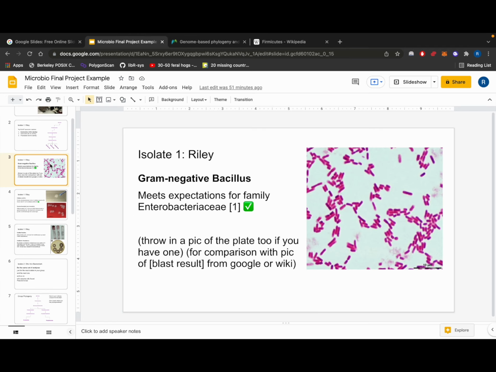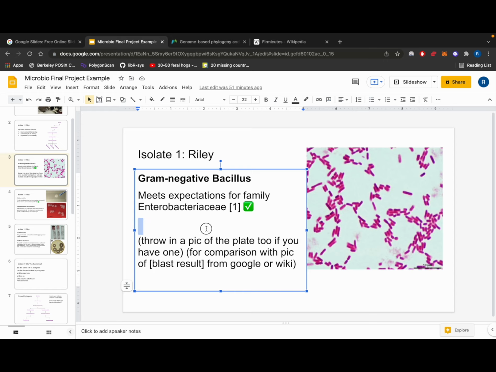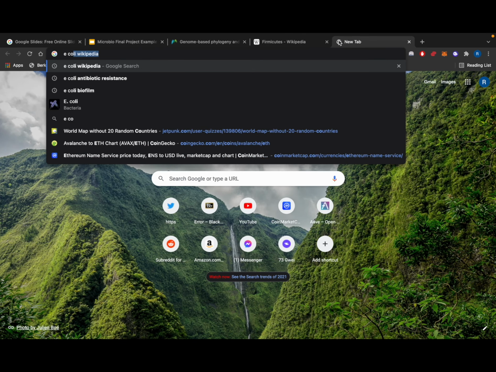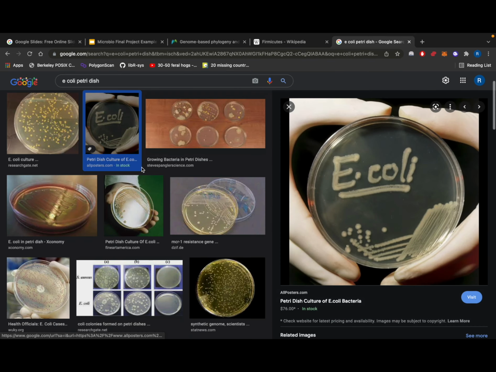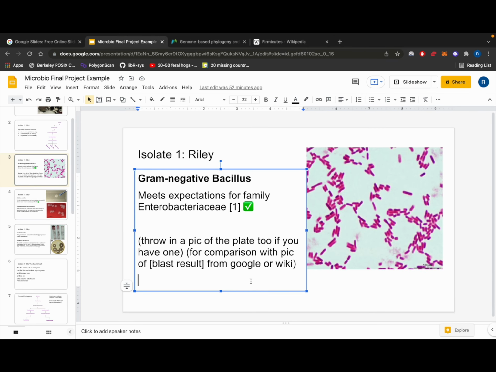So in this case, we know that the entire family of Enterobacteriaceae should be gram-negative, and they should be bacillus. That obviously checks out. You guys should be familiar with that based on the work we've done on E. coli this semester. And then you should also, on the functional test, throw in a picture of the plate and give that a comparison to a picture of E. coli you find just on Google Images. Maybe E. coli petri dish. Get the job done. Yeah, look at that. Man, look at that. Damn, they good. Be pretty careful with those Google Images results, though. You don't want to accidentally grab a picture of the wrong kind of bacteria.